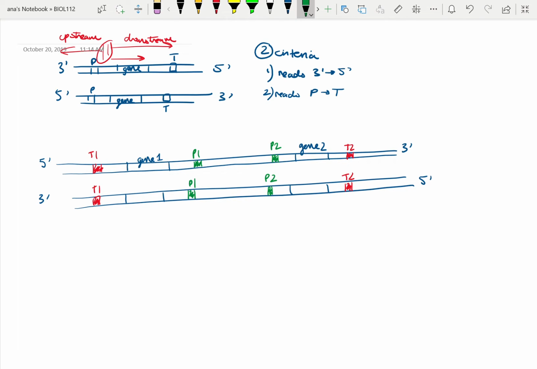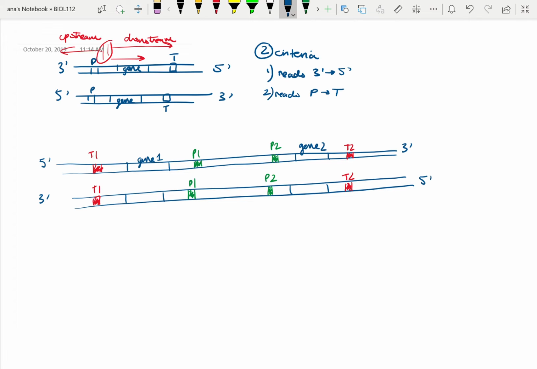Clear. Okay, great. So let's just look at gene 1. We're focusing on gene 1. Let's ignore that gene 2 is there. The two things we need to determine which strand RNA polymerase is going to interact with are that we want it to find the 3' to 5' strand and that it's reading promoter to terminator.